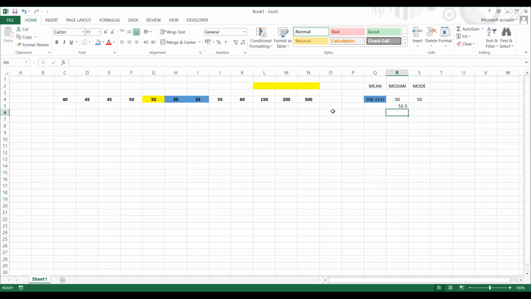So mode is absolutely not impacted. Okay. So that's why we don't generally use mode. Very few places we talk about mode. Mode does not give you a good picture. Mode only tells you what is the maximum occurring value. That's it. But not more than that.